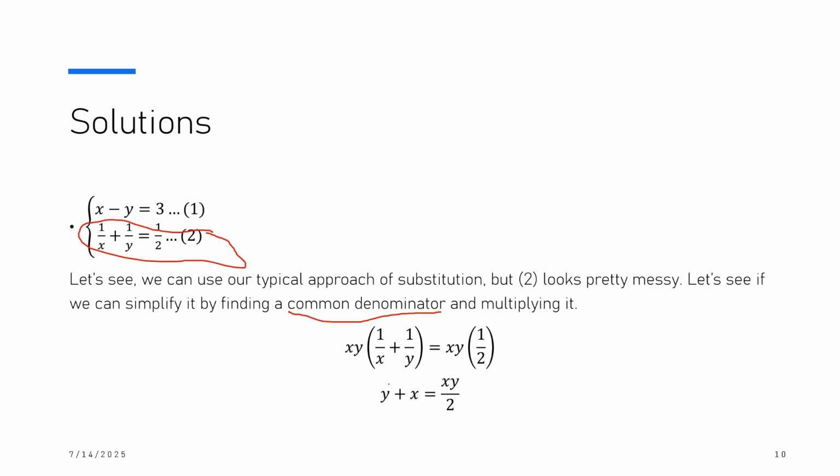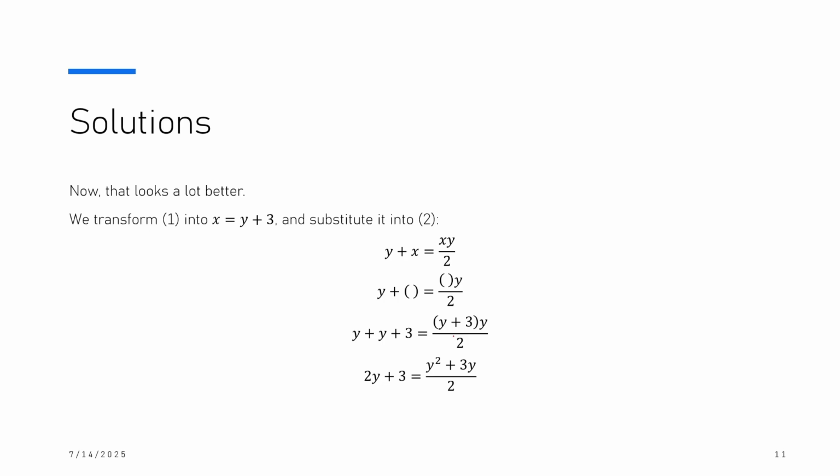So over here, when you use the distributive property, this becomes y, as the x's cancel out. And then you do xy times 1 over y, where the y's cancel out. So you have y plus x equals xy divided by 2. Yeah, you have to multiply xy to both sides of the equation to make sure they're equal. And now that looks a lot better.